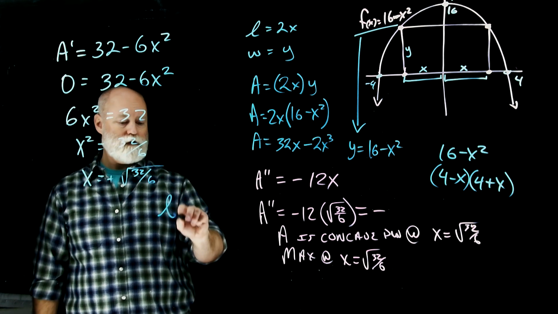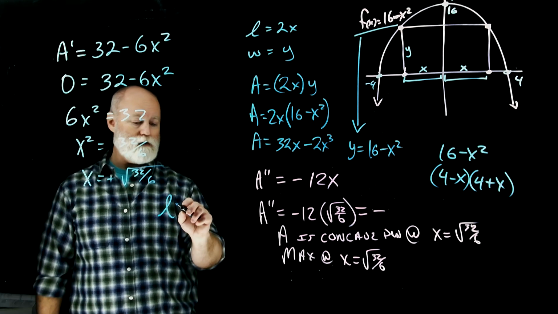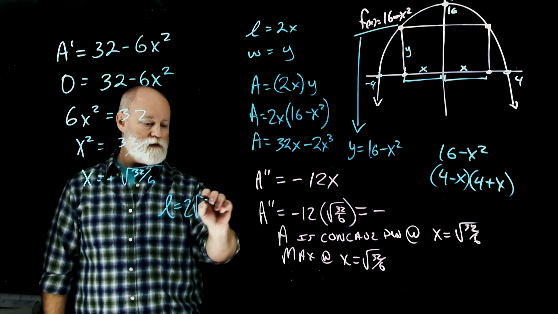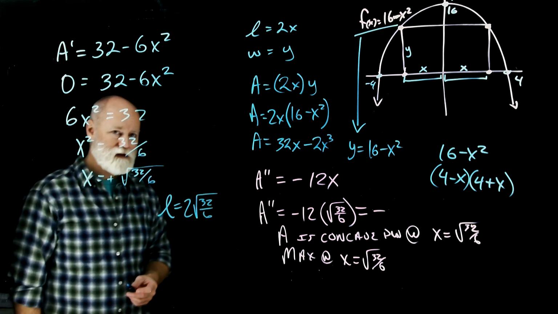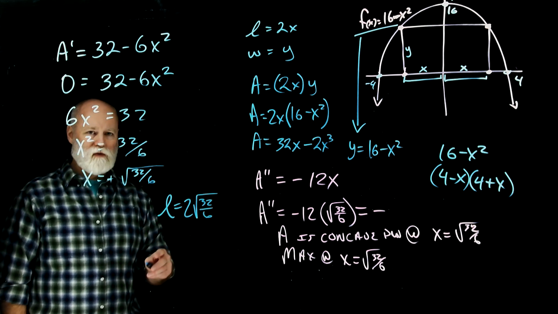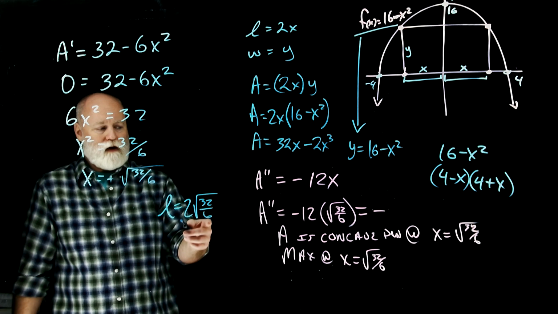So what we got, okay, maximum dimensions. L is 2x. So that is 2 times the square root of 32 over 6. Can we reduce that? Oh, almost definitely we could reduce that. But I'm not going to worry about reducing it, because really all I want is that value, right?